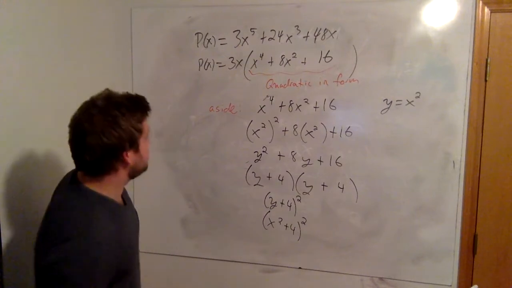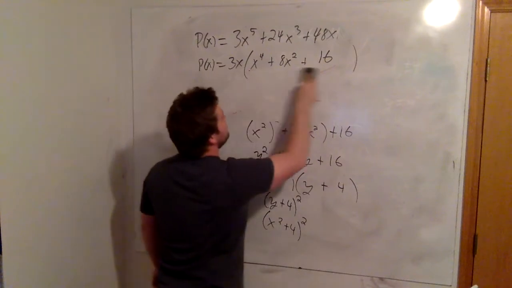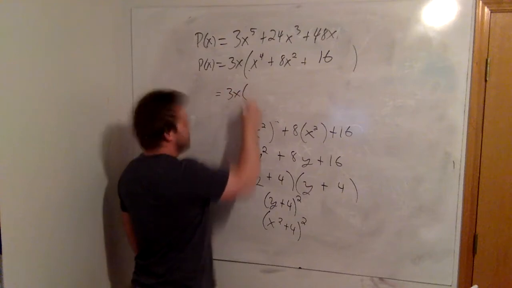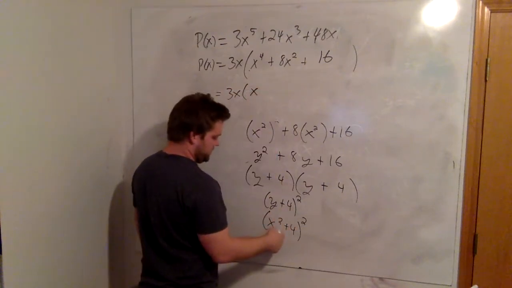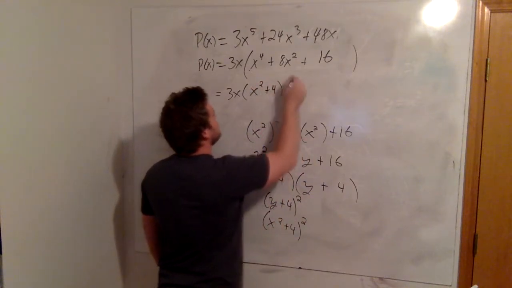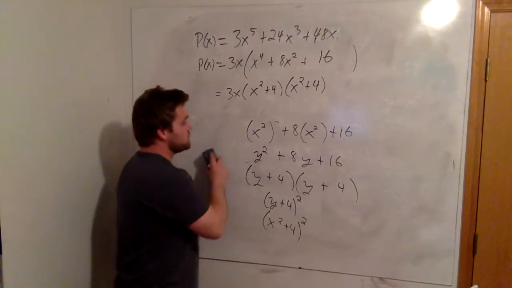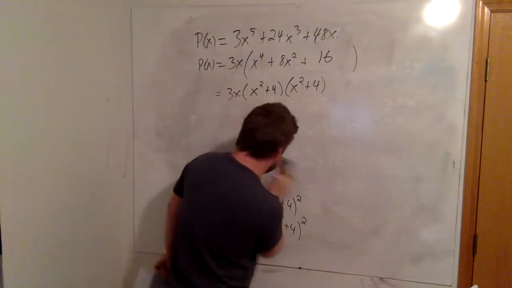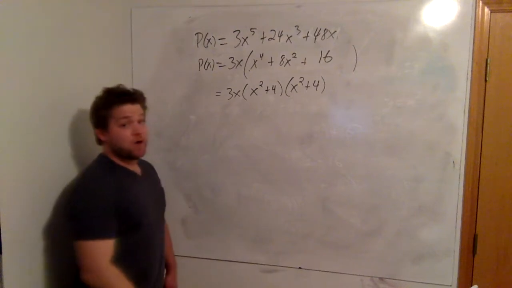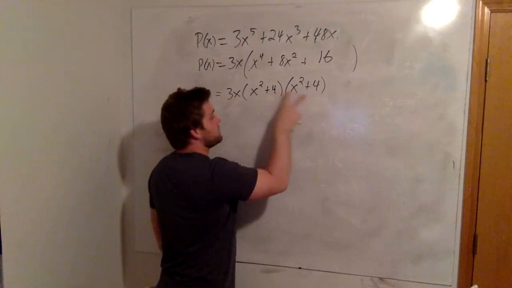Okay, so let's go back and write that up here. I'm going to erase a little bit of this. So what we just realized is this factors to 3x times, instead of writing it as a square, how about I write this as x squared plus 4 times an extra x squared plus 4. Now I've basically broken down this polynomial to the product of a linear factor and 2 quadratic factors.